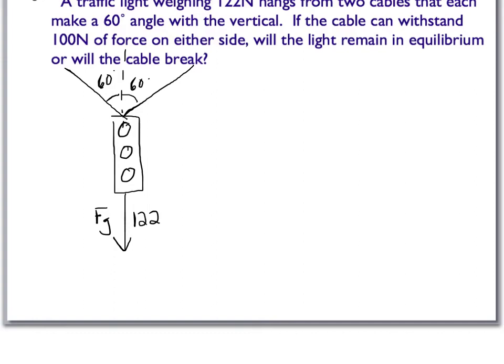So each side could have 100 newtons of force in it. We want to know, is this traffic light going to remain in equilibrium, or is this setup not going to work? In order to do this, we need to sum up all of our forces. In this case, of course, we have F sub g. We already drew that force in there. We have a tension in cable number 1, and we have a tension force in cable number 2.